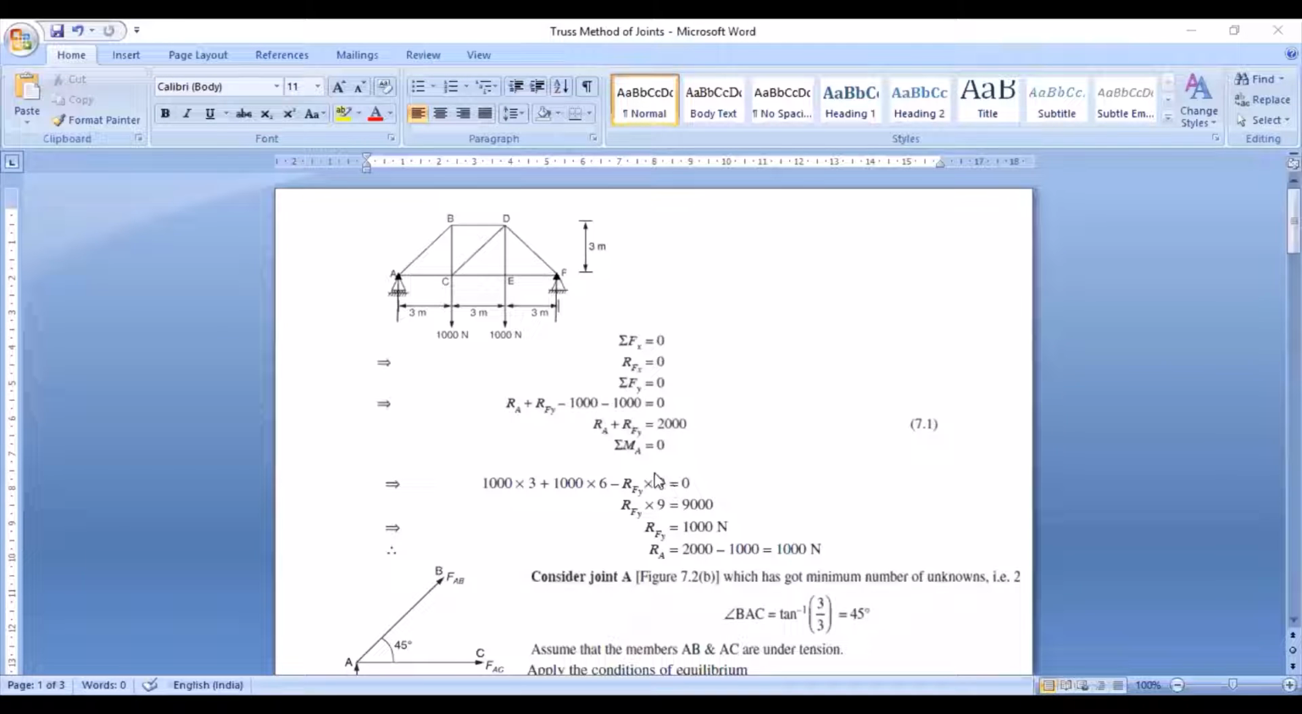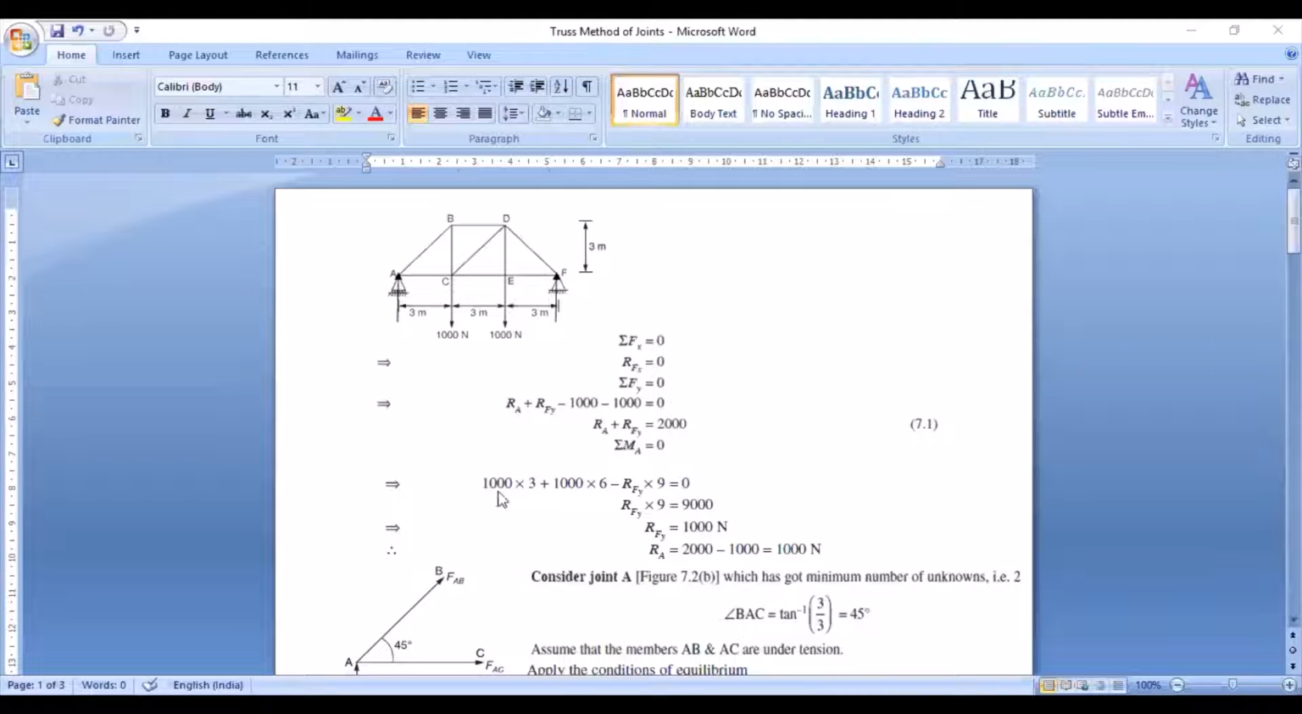If you rearrange the terms, Rfy into 9 is sent to the right hand side, so it becomes positive. So 3000 plus 6000, that is 9000, and thereby if you calculate, Rfy is 1000 Newton. Next, you have equation 7.1, that is Ra plus Rfy is equal to 2000. Substitute the value of Rfy in equation 7.1 and you get Ra is equal to 1000 Newton. This is how you are going to calculate the reactions.